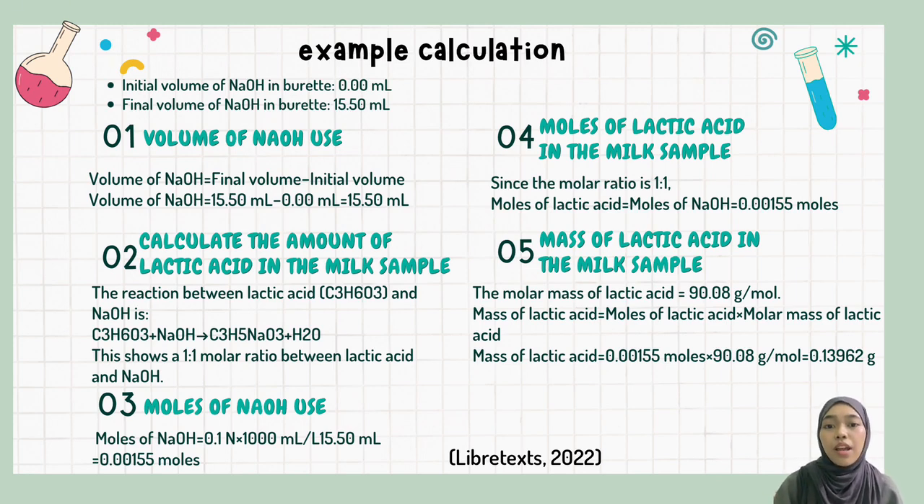Because lactic acid reacts with sodium hydroxide in a 1:1 ratio, the moles of sodium hydroxide used equal the moles of lactic acid in the milk, totaling 0.00155 moles. To find the mass of lactic acid, multiply these moles by the molar mass of lactic acid, which is 90.08 grams per mole, which gives us approximately 0.13962 grams of lactic acid in the milk sample.